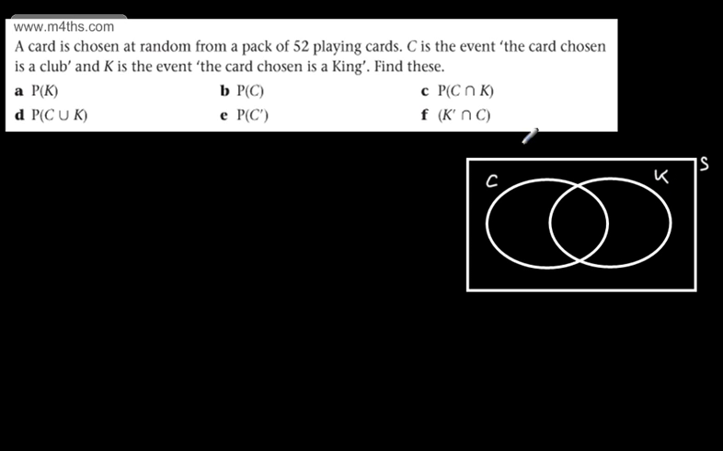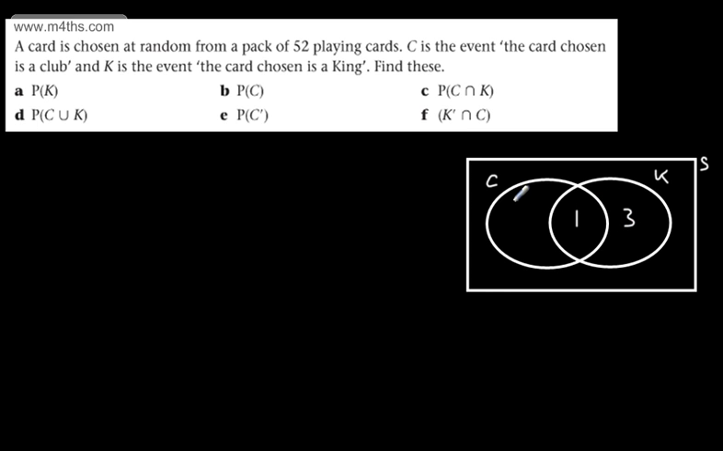Let's consider now what this is saying. These ones are going to be clubs. These are going to be kings. I know that I've got one king that is a club. That now is the king of clubs. That leaves me now 3 kings that are not clubs. We've got 4 kings in total, so we can put in here 3. If we just think about this now, we have 4 kings in total. 1 of them is a club, 3 of them are not clubs.